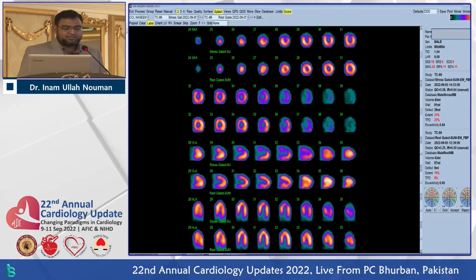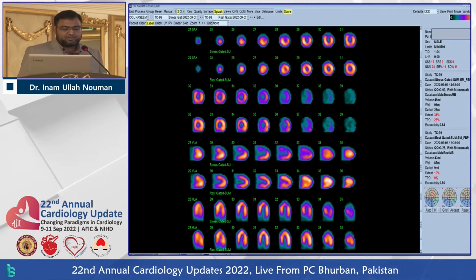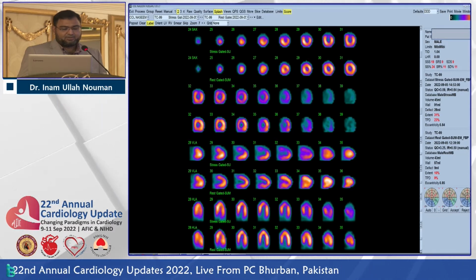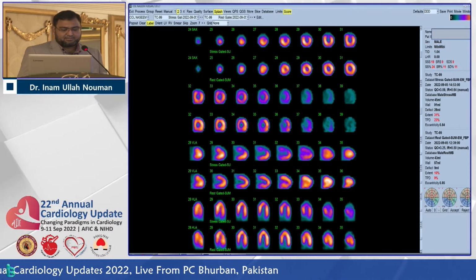And on the slice images, we saw reduced tracer uptake involving the anterior wall on all three slices.